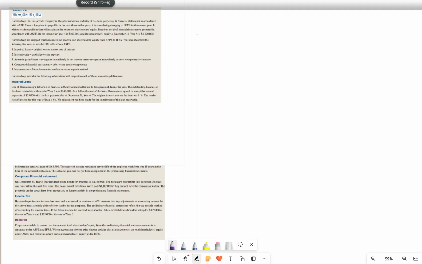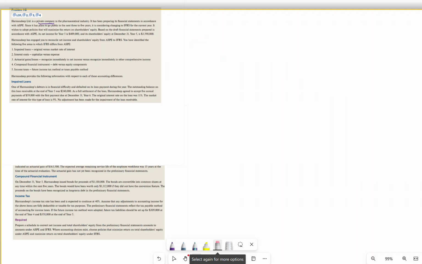So in this case, it is a private company. If it's a private company, they will be following an ASPE standard. If it's a private company and they wanted to go public, of course, they needed to follow IFRS. So that's what they have to do. They have to convert their income from ASPE to IFRS, or they have to do both. They have to reconcile both their net income using ASPE and net income using IFRS.